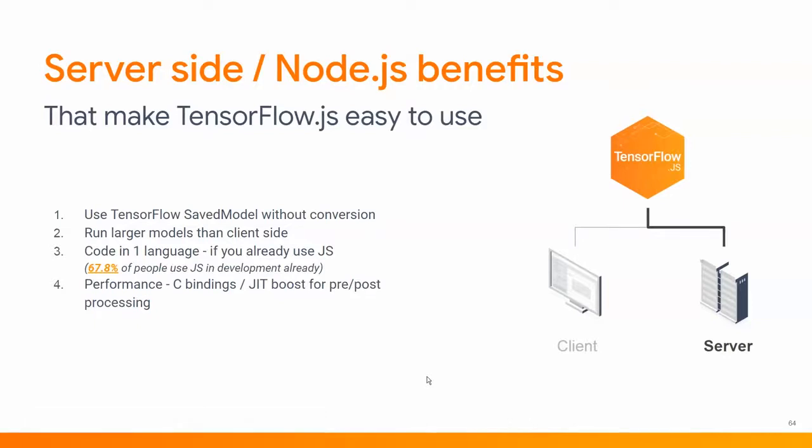So obviously we can use the TensorFlow save model without conversion, as we spoke about. We can also run larger models than we can do on the client side due to the memory limitations in Chrome per tab. And of course it allows you to write code in just one language, which is of course JavaScript, which needless to say a lot of devs use. According to the Stack Overflow survey of 2019, I believe 67% of people are now using JavaScript in some capacity, which is pretty cool. And then the performance benefits, of course, you can get by getting the just-in-time compiler boost in Node.js over using machine learning in Python, for example.